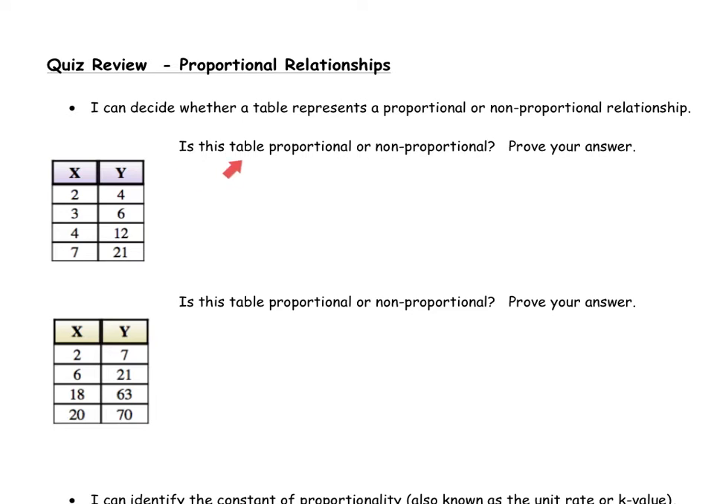So this question asks, is this table proportional or non-proportional? And they're going to ask us to prove our answer. And if you recall, we have to take the y values that were given divided by the x values. And if they're asking us whether it's proportional or non-proportional, we have to use all of them to see if they are indeed the same. So I'm going to start with 4 divided by 2, and that is 2. Then my next y value is 6 divided by 3, and that is 2.